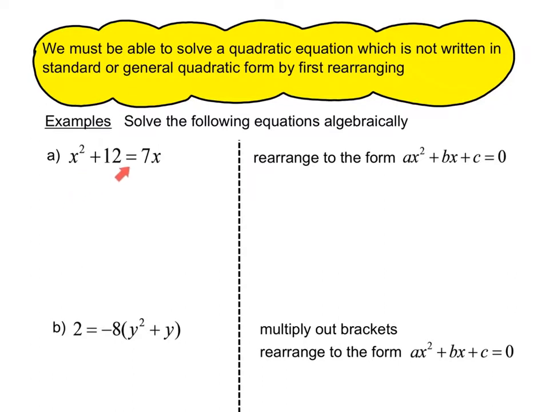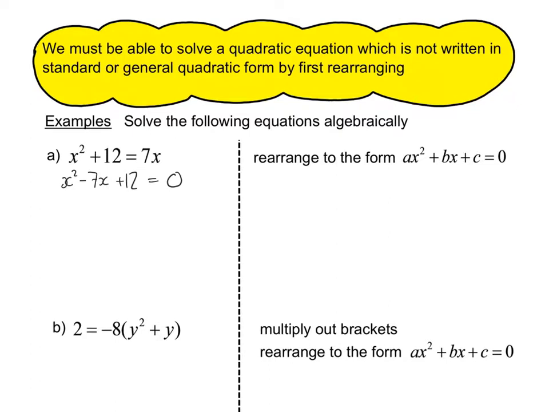We have an equation, it's got an equal sign in the middle, and we can tell it's a quadratic equation because x squared is the highest power of x here. But we'll need to rearrange it first of all into standard quadratic form before we can start to solve. So, start by taking away 7x from both sides. So x squared minus 7x plus 12 equals 0. And you'll notice I'm putting that minus 7x in the correct position within the standard form.